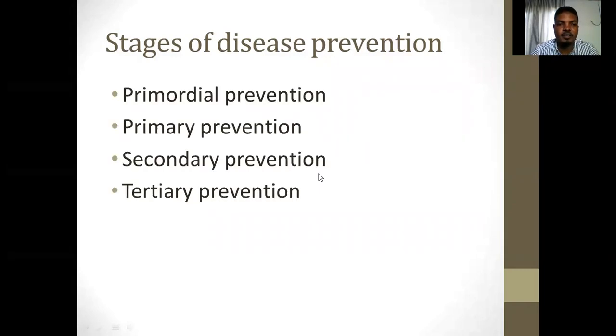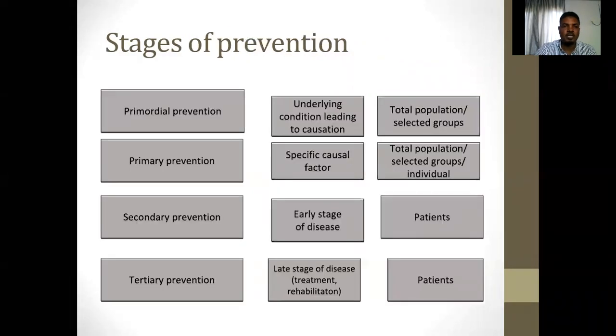As you can see, there is the primordial prevention, the primary prevention, the secondary prevention, and the tertiary prevention. So we'll continue to explain them. This is just a diagram that explains the relationship among the different stages of prevention. That is, all the activities that can be performed at each level, and the people, the beneficiaries, that will benefit from each of the activities.